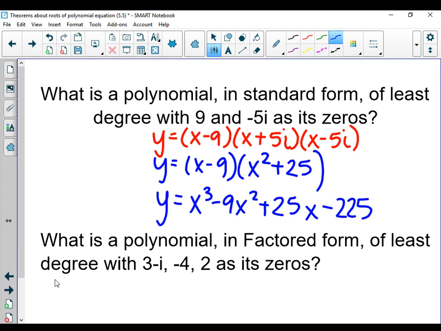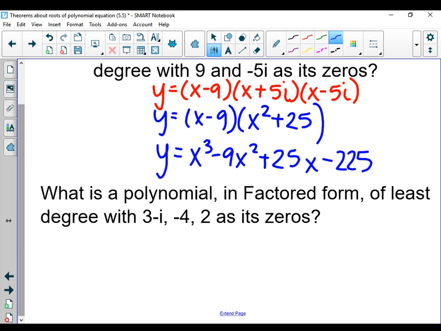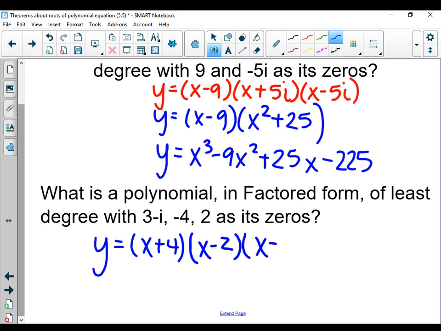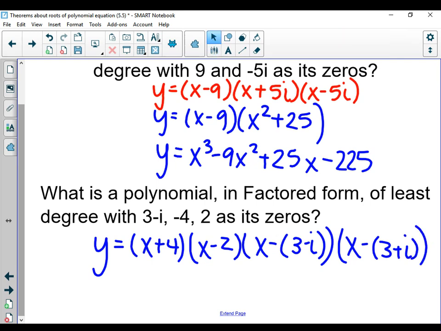All right. But then the last one, all we have to worry about is writing it in factored form. And we get y equals x plus 4, which technically we're doing the same thing. We're doing x minus a negative 4, but we always know to switch it. X minus 2, we've got an x minus a 3 minus I. We have an x minus a 3 plus I. Okay. So again, I get to leave that in factored form, which is nice.